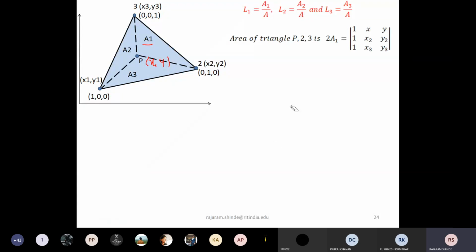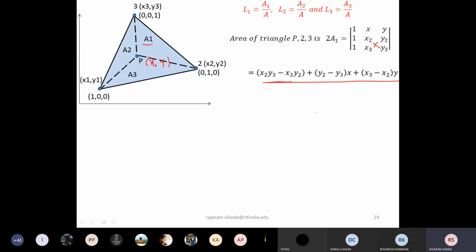For calculation of the determinant, see here, this is the equation. The first term is X2 Y3 minus X3 Y2. The second term is minus X into Y3 minus Y2; I have taken the minus sign inside the bracket, so it becomes Y2 minus Y3, into X. The third term is plus X3 minus X2, into Y. This is the determinant.